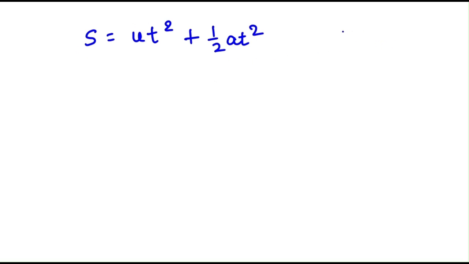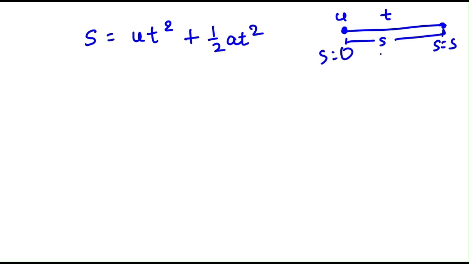Let's say there is a body which is starting from a reference position, let's say here s equals 0. Then with initial velocity u, it travels up to time t and reaches here at, let's say, s equals s. Then the formula for this displacement is given by this thing. Now you have to check whether it is written correctly or not. So how can you check?